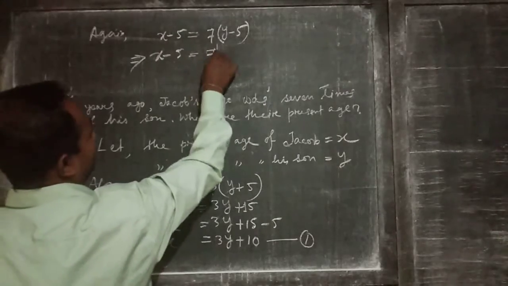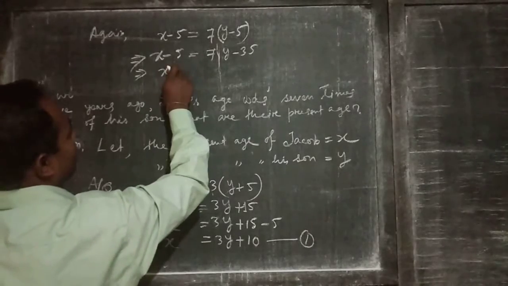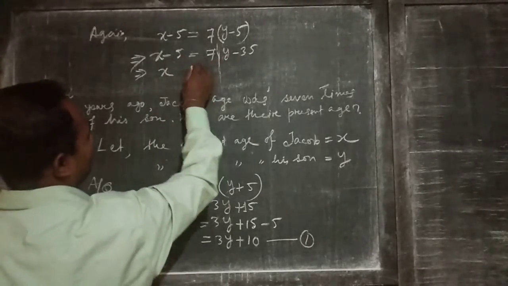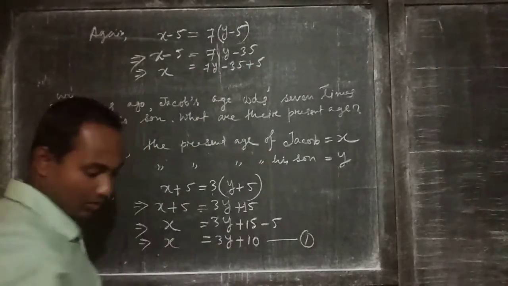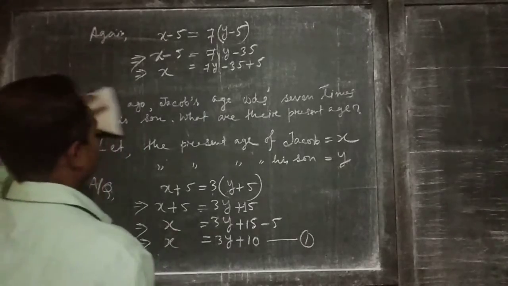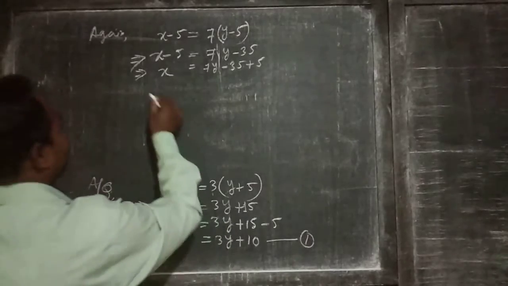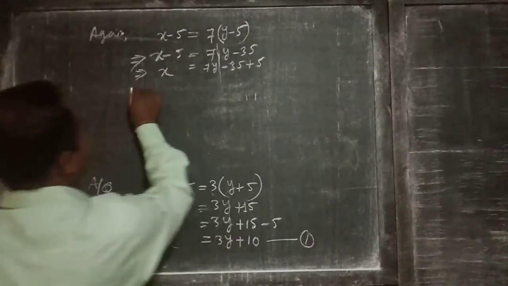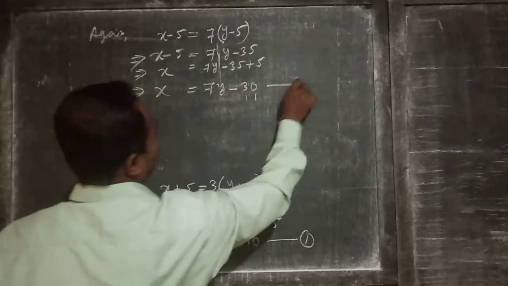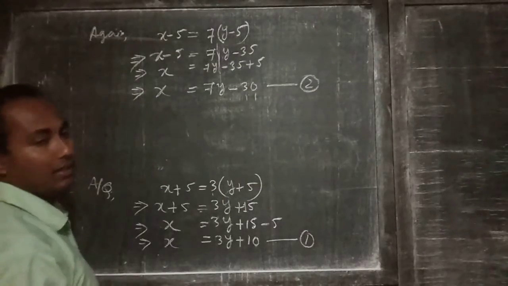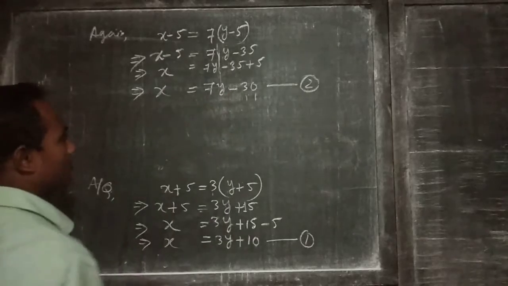After multiplying, we get 7y minus 35. If we shift 5 to the right side, then we get 7y minus 35 plus 5. Now we get x equal to 7y minus 30, and we will call this equation number 2. Now we have to substitute the value of x from equation 1 into equation 2.